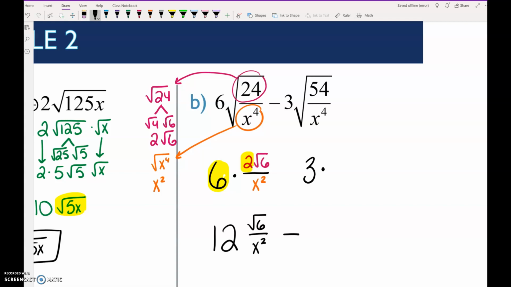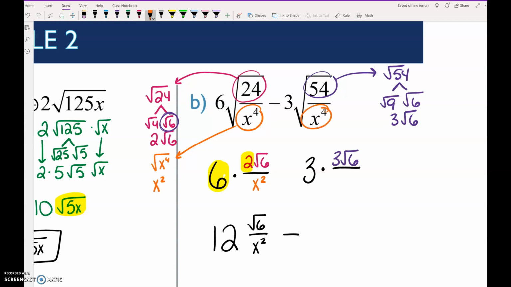We've got 3 times, if we take the square root of 54, we can use the other problem as a hint. I know this has to split into a perfect square times 6. 9 times 6. So we have 3 times the square root of 6. And thankfully, the bottom is again the square root of x to the 4th, so we know that that's x squared. So that term becomes 9 times the square root of 6 over x squared.